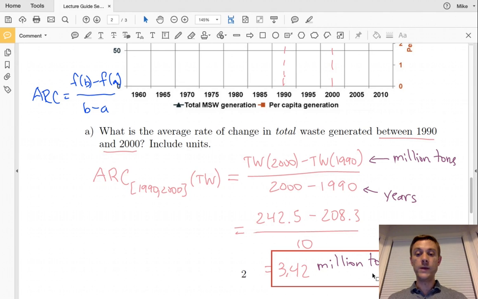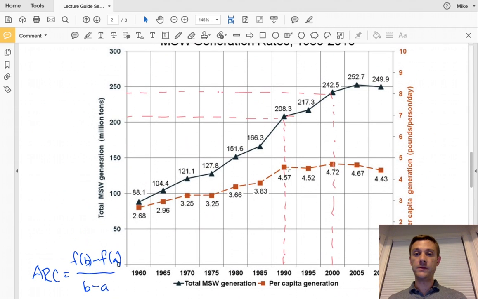So our interpretation of this in context is something like we see from 1990 to 2000 that the total amount of waste generated went up at a rate of about 3.42 million tons every year. And so that's basically saying from that triangle to that triangle, every year that went by, it kind of, on average, inched its way up 3.5-ish million tons. So that's not good. But it does seem to be a representation of this trend. It doesn't really account for any of the stuff that happens in between, like it was kind of slower here and then faster here. This is just kind of the average over that 10-year time period.